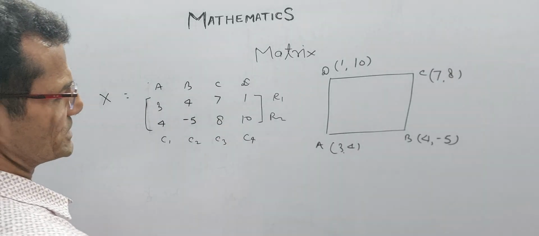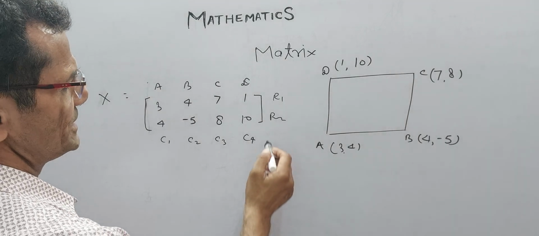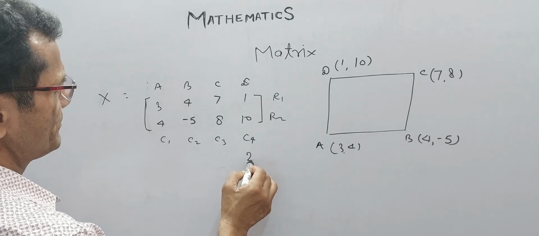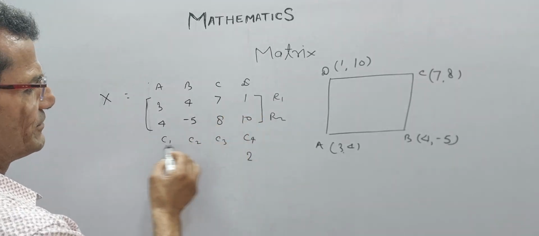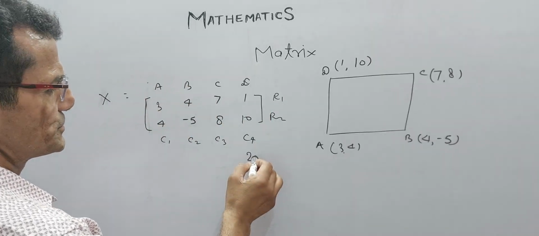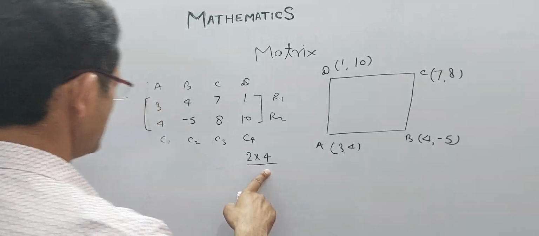Now how do we write the order? The order of this matrix X is written first with the rows. How many rows? There are 2 rows. How many columns do we have? We have 4 columns. These are the columns, and these are the rows. So this is 2 by 4, a 2 by 4 matrix. How many entries do we have? 2 into 4 is 8. We have a total of 8 entries.